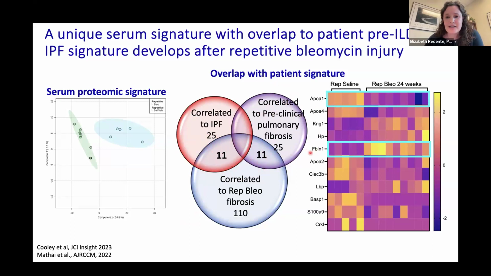One I'd really like to highlight is fibrillin-1, where in patients, there has been shown to be a correlation between increased fibrillin-1 in the serum and disease progression. So it's really fantastic to have a model where we're seeing multiple ways to use it and multiple correlations to human disease.